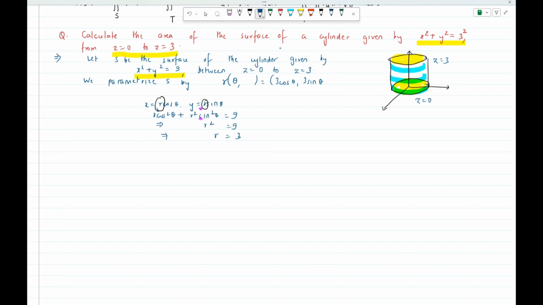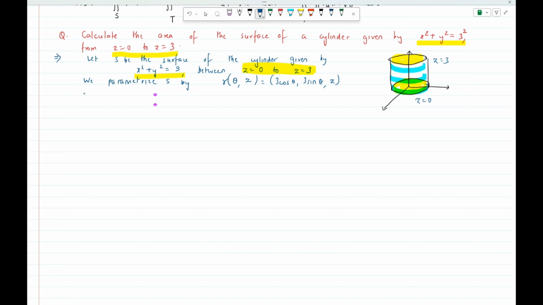Now the second parameter will develop from here, z equal to 0 up to z equal to 3. Since the circle varies between these two planes, my second parameter is going to be z, and of course z takes the value z. Now moving forward, we have to give the limits of both the parameters.